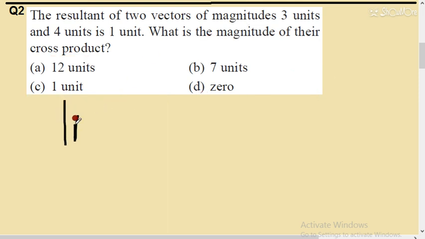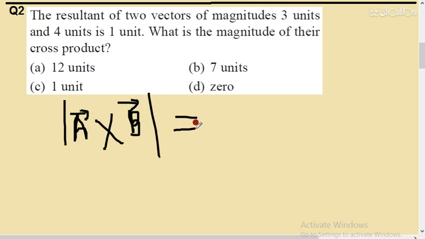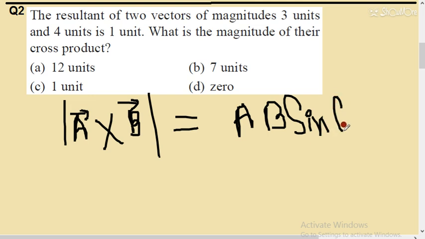Magnitude of A cross B is equal to AB sine theta. So n cap will be eliminated. N cap has the magnitude of 1, so that's why n cap is eliminated. So I hope this is clear.